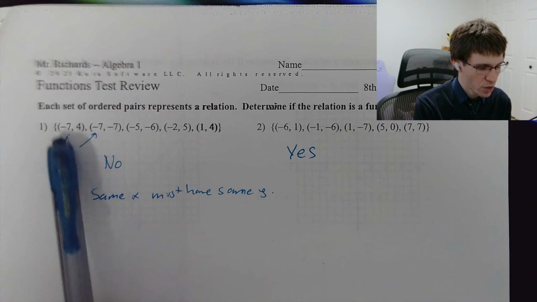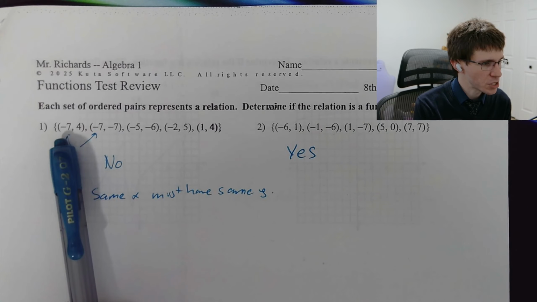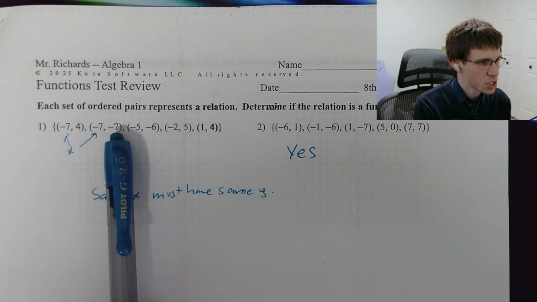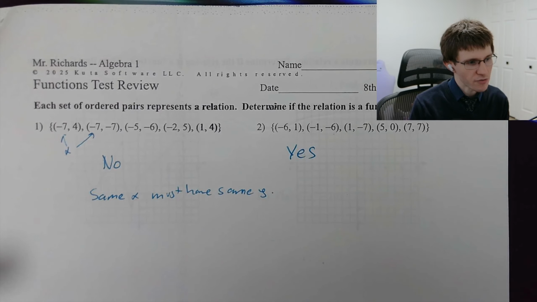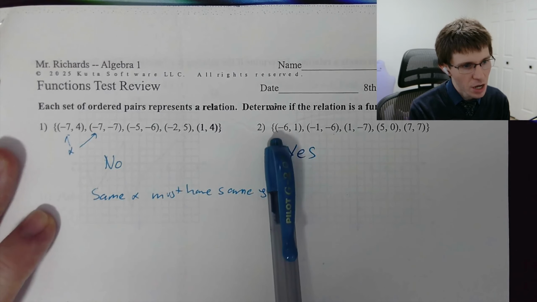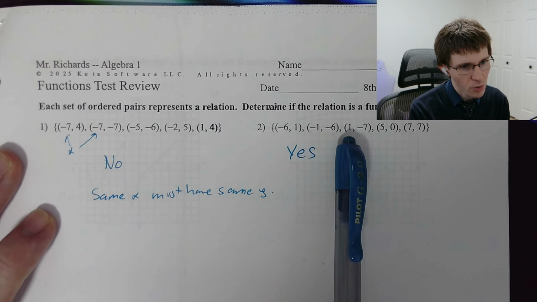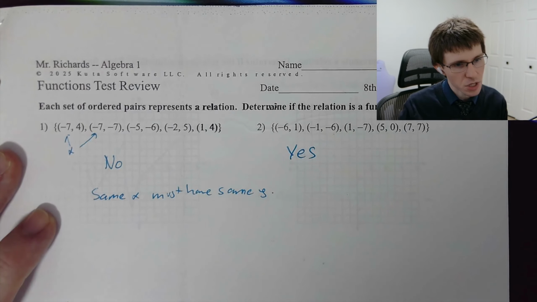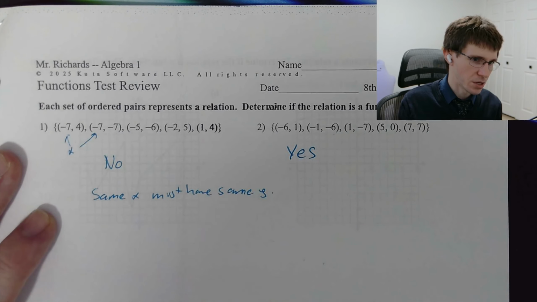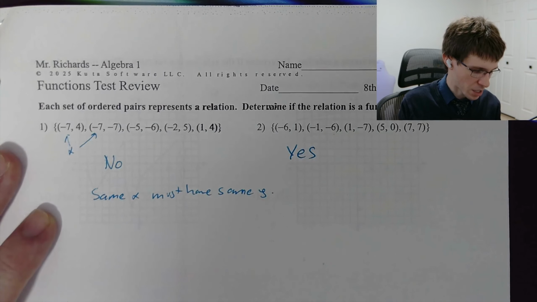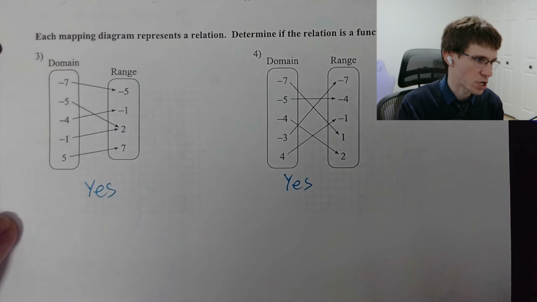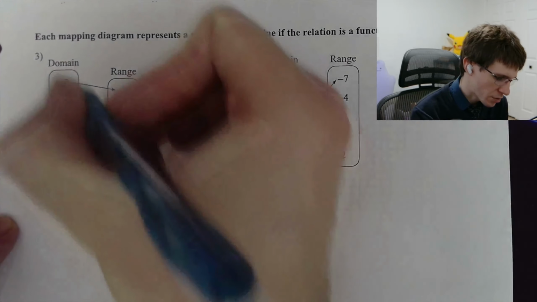On this one over here, you have the same x. That -7 is repeated twice. However, once it goes to 4 and once it goes to -7. So because those are two different y values, the answer is no. Whereas on this question here, every single x value is already different. There are no x values in which there are the same exact number, and because of that, it is automatically a yes.